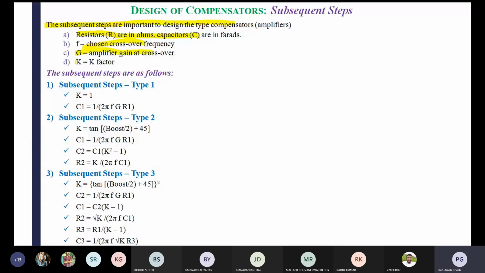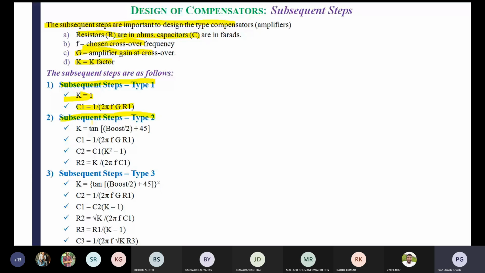For type 1, K equals 1, so you can provide that amplifier structure. K equals 1 and C1 equals 1 by 2 pi fg into R1. If you replace all those values, you can find out the transfer function of your type 1 compensator. Then the subsequent steps are there for the type 2 compensator.